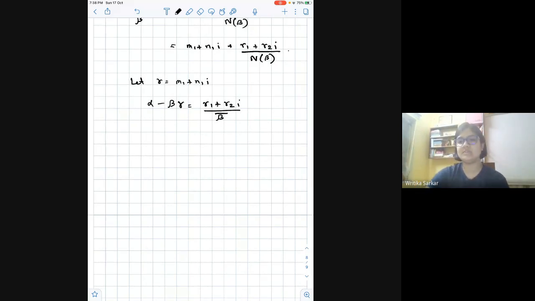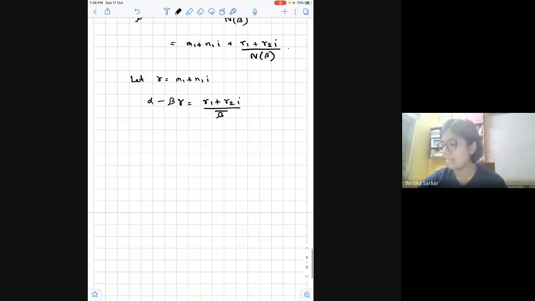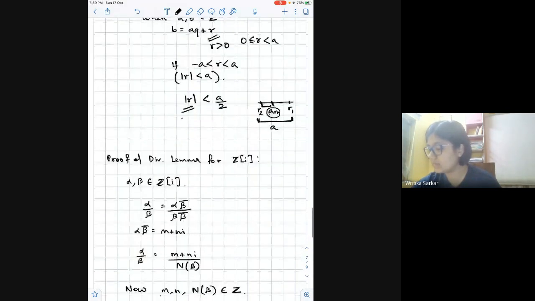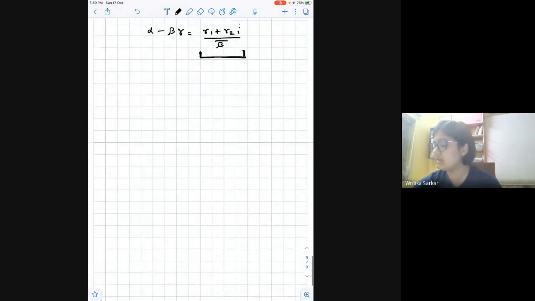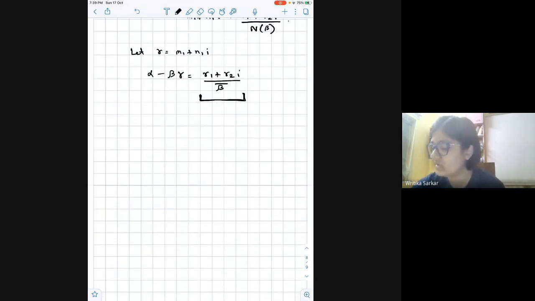I hope this algebra was clear. Now we just need to check that the norm of this thing here, because this is what we are hoping is the correct remainder, is less than what do we want this to be less than? We just need to check that the norm is less than the norm of beta over 2. So we take the norm: norm of r1 plus r2i over beta bar.